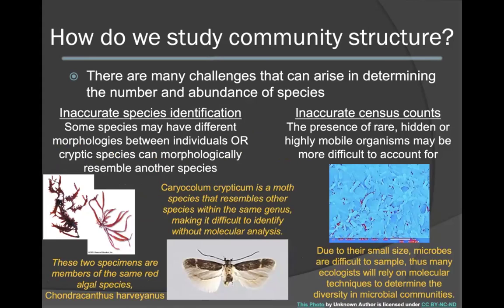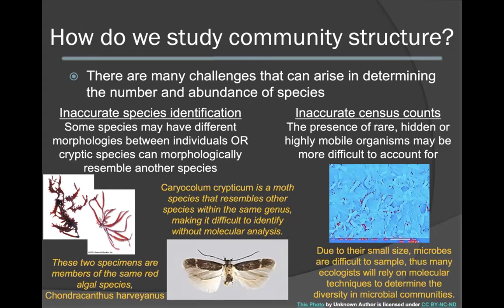However, there are many challenges that can arise in determining both the number and abundance of species. There can be inaccurate species identification. Some species can have similar morphologies that leads to misclassification, or some individuals can be cryptic, which also leads to inaccurate species identification. Coracoloum crypticum is a moss species that resembles other species within the same genus, thus it is often misclassified.